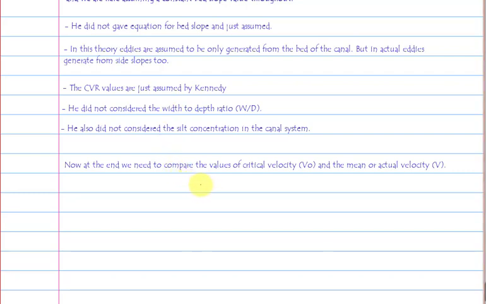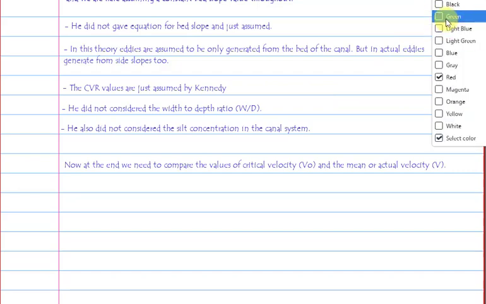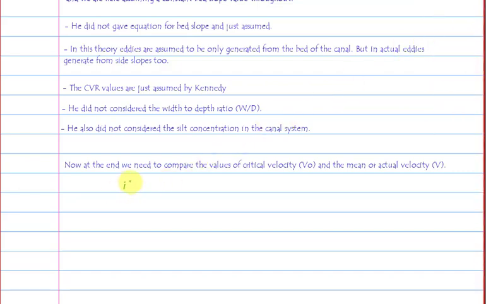One can be if our V, which is mean or actual velocity, is equal to V naught, that means that our calculations are correct or okay, because we have assumed the depth in the first step, right? So that means the assumed depth is correct.